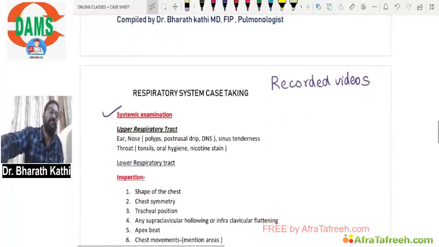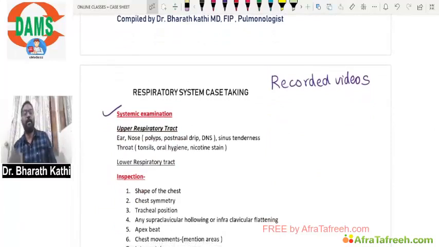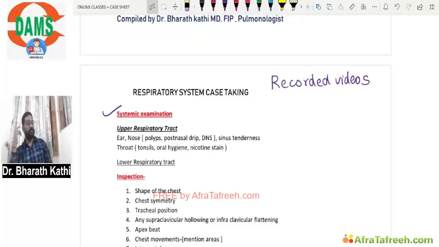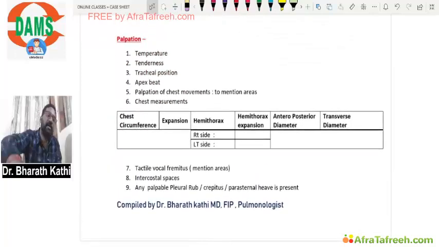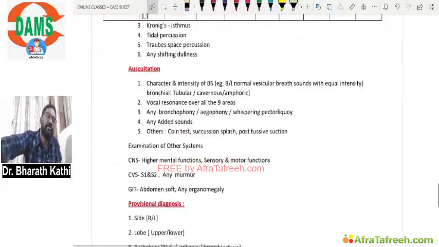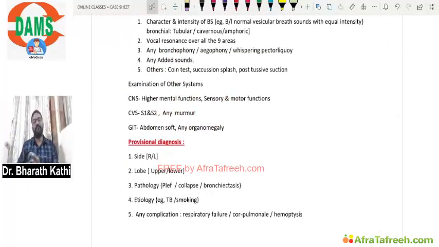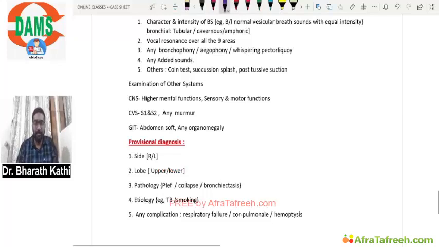Systemic examination of the respiratory system should start from the upper respiratory tract. Ear, nose: you have to look for any polyps, postnasal drip, deflected nasal septum, sinus tenderness, and the throat and oral cavity should be examined. Then how to systematically do inspection, palpation, percussion, auscultation, I have discussed in those recorded videos. You can just go through them; everything I have discussed follows this sequence. And once you have examined the respiratory system, make sure you are also examining the other systems.